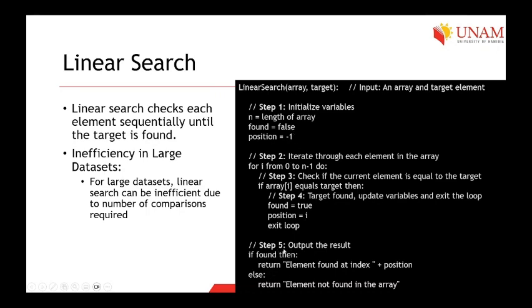This is why in step 5 we are now outputting the result. We say if found, which means that found is equal to true, then we can indicate that the element was found at index, and we indicate the position that was set using the value i. Otherwise, we return that the element was not found in the array.